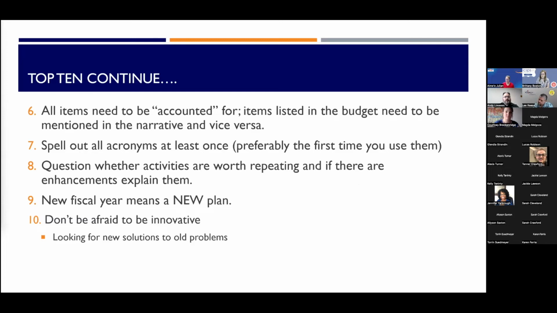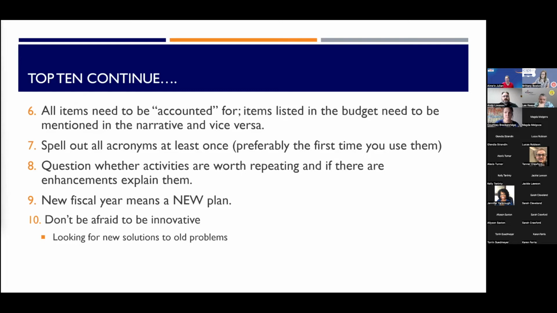Number 6, this is kind of on the reviewer side. All items need to be accounted for. Items listed in the budget need to be mentioned in the narrative and vice versa. If your budget has $20,000 going to tutoring for apprentices, and you don't have any mention of tutoring for apprentices in your narrative, that's kind of an, aha, what's going on here question. So make sure things go back and forth. Project-based budget, budget-based project, back and forth.